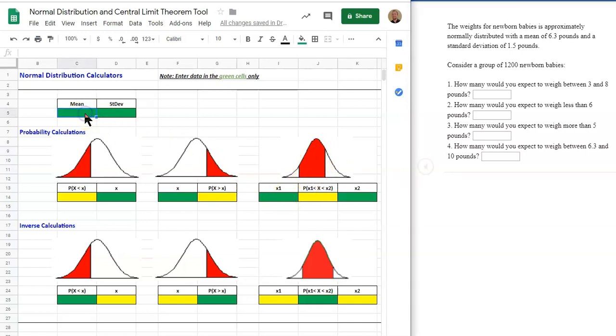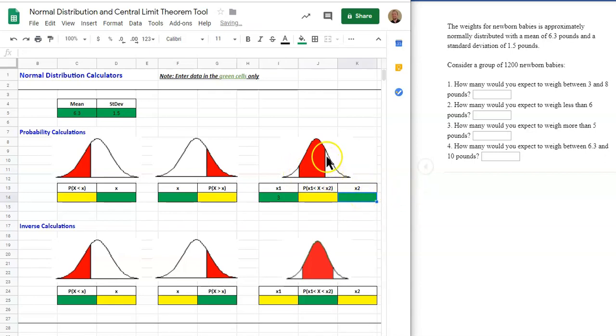So first we want to enter in the mean. The mean in this case is 6.3, and the standard deviation is 1.5. Okay, so we enter the mean and standard deviation, and now that will be used in the functions that are already put in down here. And now we want to put in the between values. So x1 represents the lower value, the value right at that line on the left side of the shaded portion in red. And then x2 is the upper end of the red shaded portion.